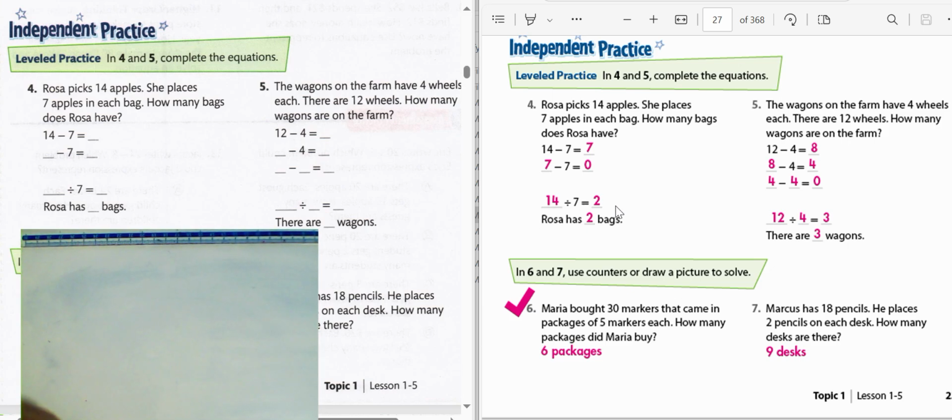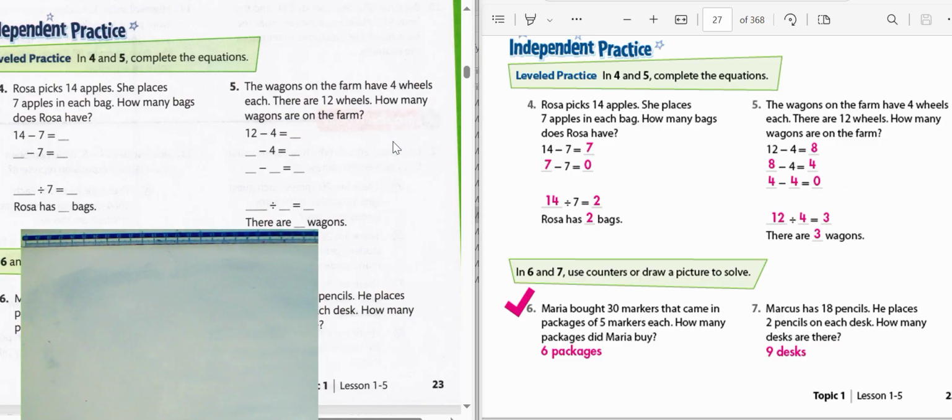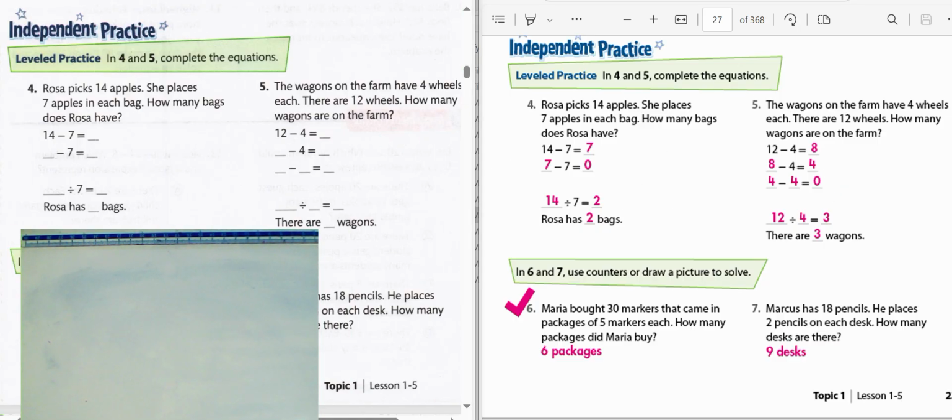And next question. The wagons on the farm have 4 wheels each. There are 12 wheels. How many wagons are on the farm? We can write 12 minus 4 equals 8, and then 8 minus 4 equals 4, 4 minus 4 equals 0, then 12 divided by 4 equals 3. There are 3 wagons. Okay, next question number 6.